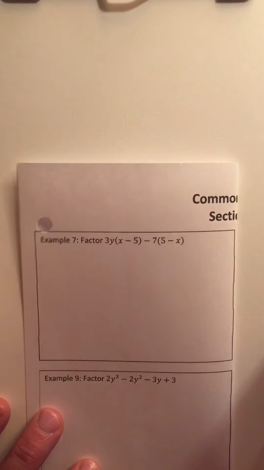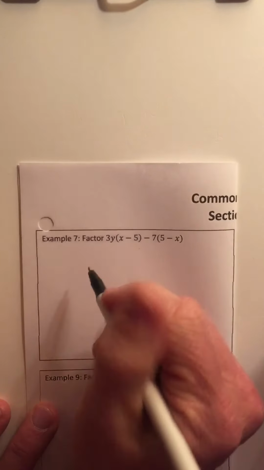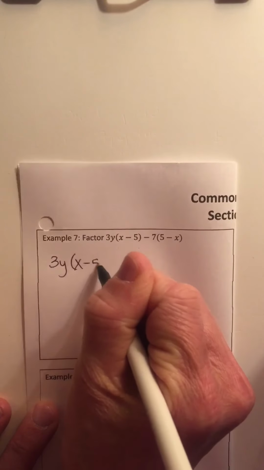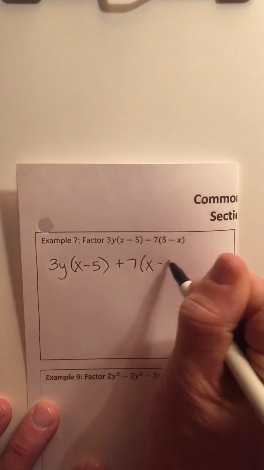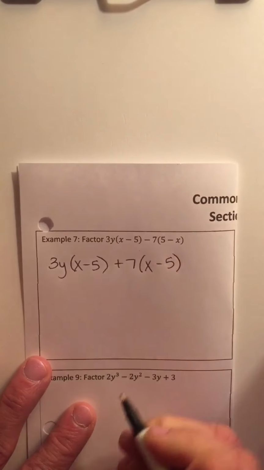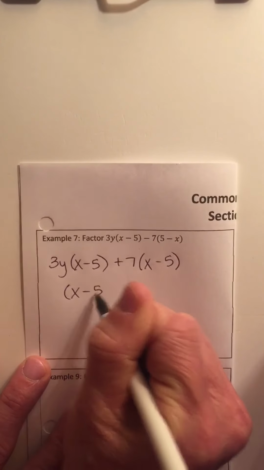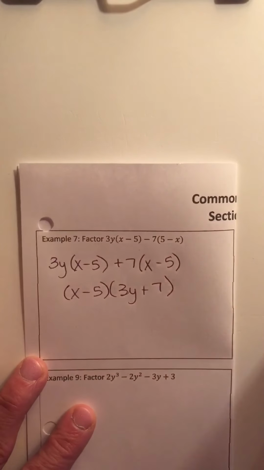Example 7. Again, we need to change the order, and we're going to do that by factoring out a negative 1 of that second term. So it's going to be plus 7 times x minus 5. X minus 5 is the common factor times 3y plus 7.